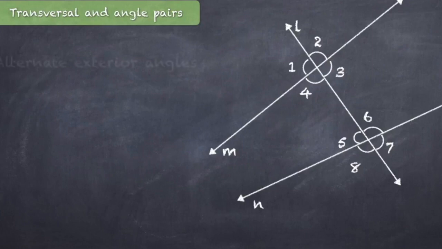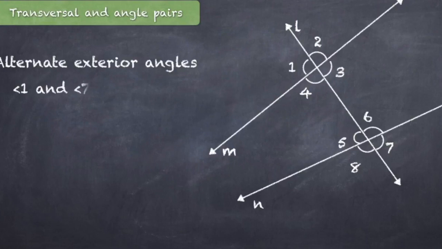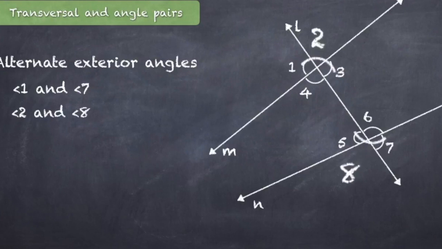If I replace interior with exterior, that means I am talking about beyond the lines, right? Not between them but beyond them. So I can look at alternate exterior angles. If I look at angle 1, the alternate exterior angle is going to be angle 7, because angle 1 is on the left side of the transversal, so I'm looking at an angle on the right side. Similarly, for angle 2 it is going to be angle 8. Angle 2 is on the right side of the transversal, angle 8 is on the left side, and both of them are on the exterior, so they are alternate exterior angles.